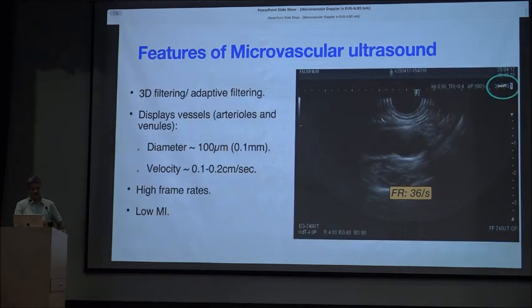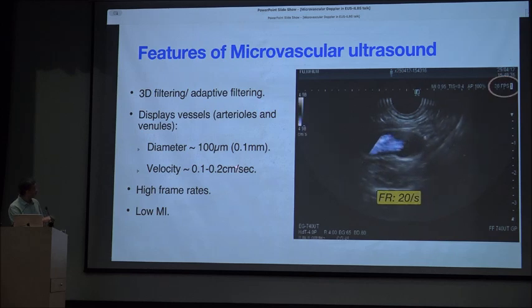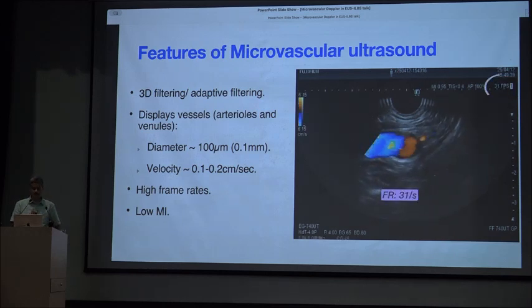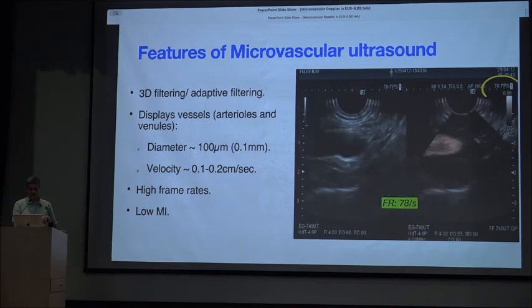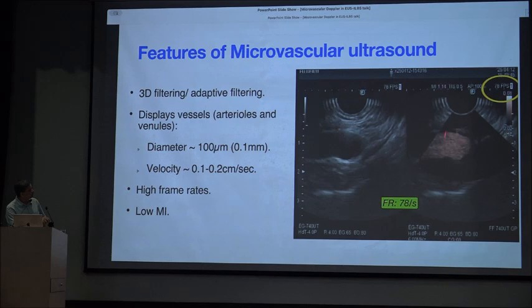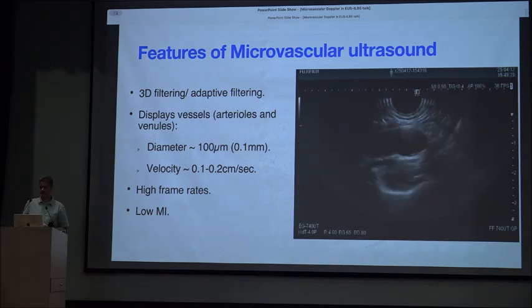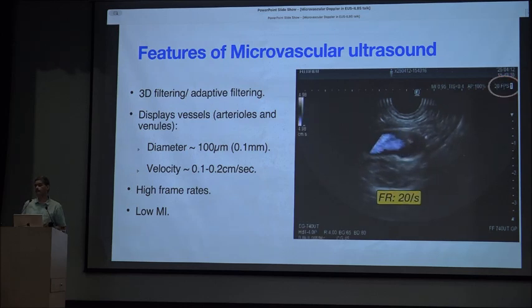And so we can look down to 0.1 millimeter or 100 micrometer. We still can't see the capillaries. The velocity is down to 0.1 to 0.2 centimeter per second. What is most beautiful is being shown here, the frame rate. So despite being such high resolution, the frame rate doesn't drop. In fact, we are imaging at more than 50 frames per second.